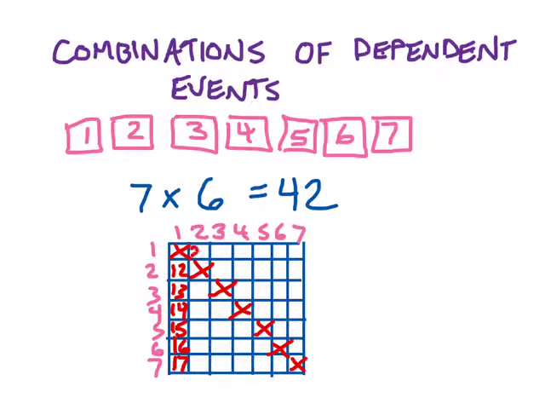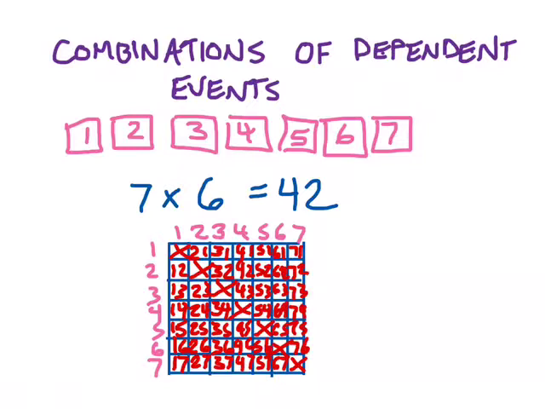I could get a 2 and a 1, but not a 2 and a 2. I could get a 2 and a 3, a 2 and a 4, a 2 and a 5, a 2 and a 6, a 2 and a 7. And I can keep going and fill out this whole chart. And then I can see essentially every combination that's available, all 42 that we discussed.